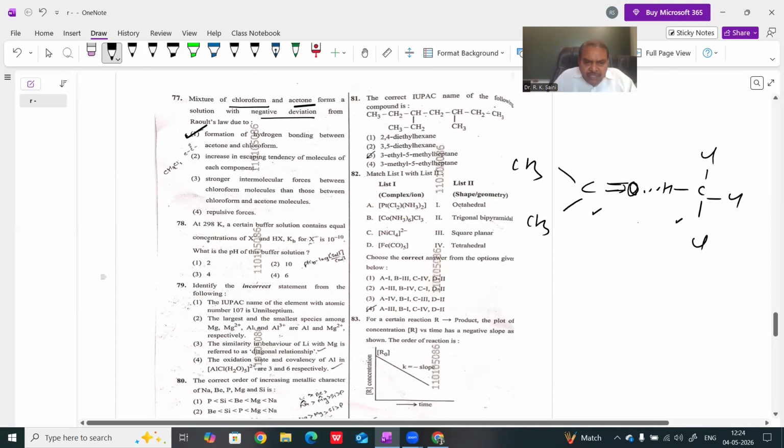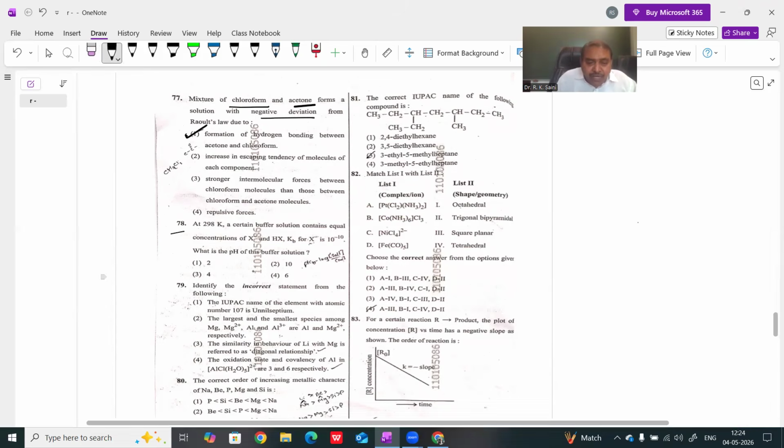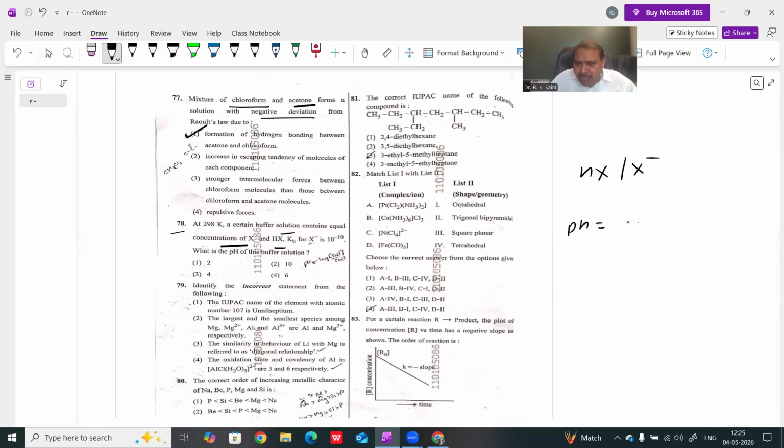First option is correct. Question number 78. In an acidic buffer solution, it is very simple. In the NEET examination, the numericals are very simple. The buffer solution contains equal concentrations of X and HX, meaning the acid and its conjugate base have equal concentration. Then find the pH. We know that the Henderson equation of a buffer solution is pH equals pKa plus log of concentration of X upon concentration of HX. Equal concentration means the pH equals pKa.